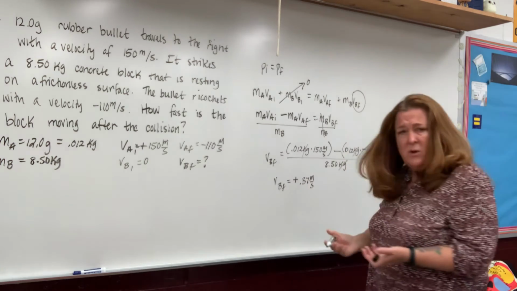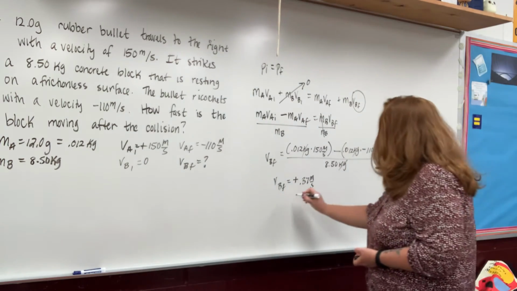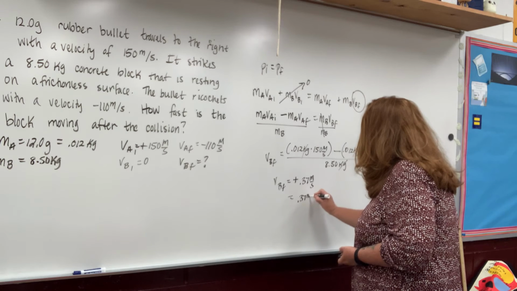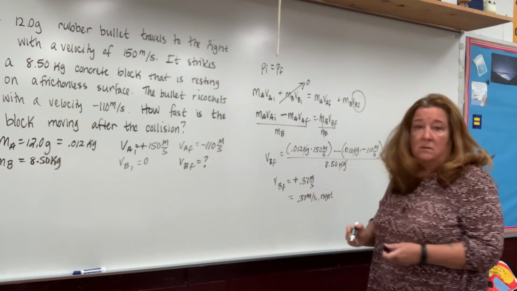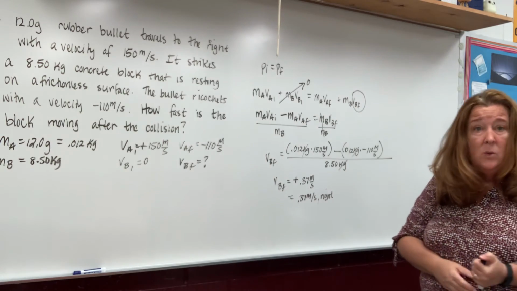It should be small, it's a concrete block. It's very heavy. So what does this mean? It's going to go 0.37 meters per second to the right. And this is just right after the collision happens. And that's how you do every single one of these problems.